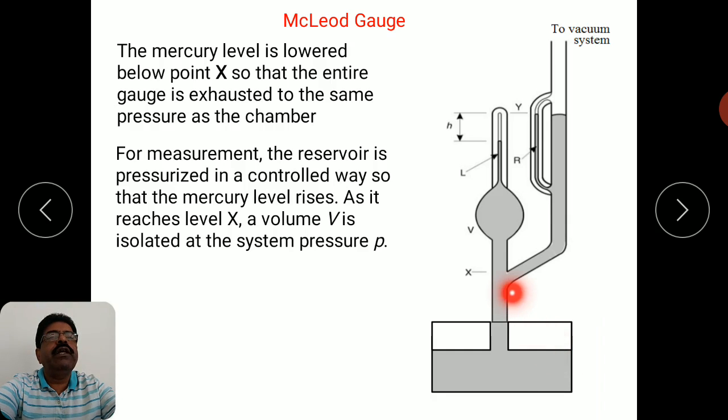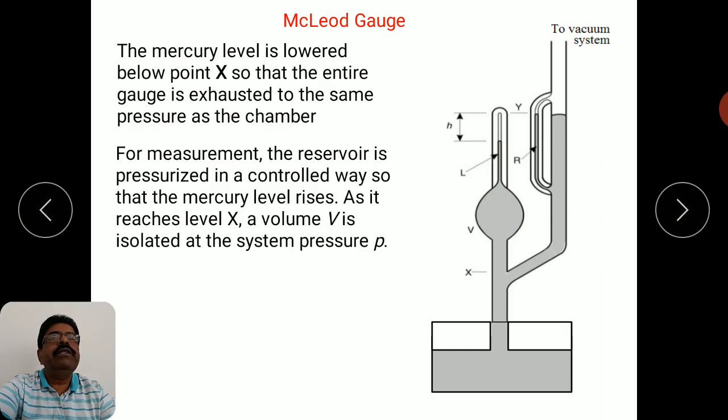Now here we will apply the pressure. So what will happen? If you apply pressure in a controlled manner, the mercury will rise. When it reaches junction X, the mercury will go here and also into the left limb. The gas which was already present here will now be trapped in the left limb and it will be pressurized, because you are applying pressure on the reservoir and the mercury rises. Whatever gas is present inside this particular volume V will be pressurized.